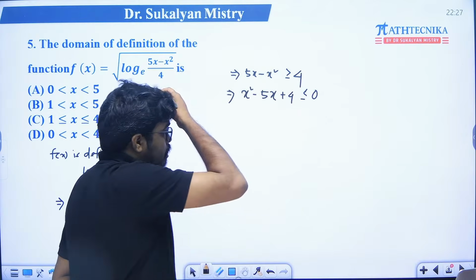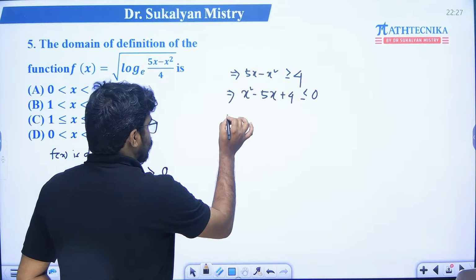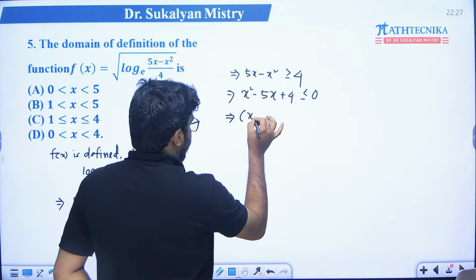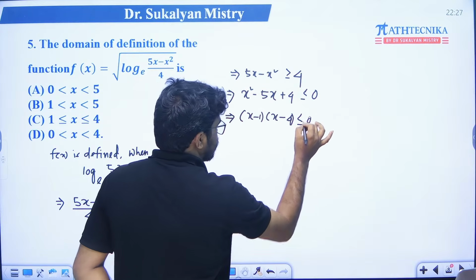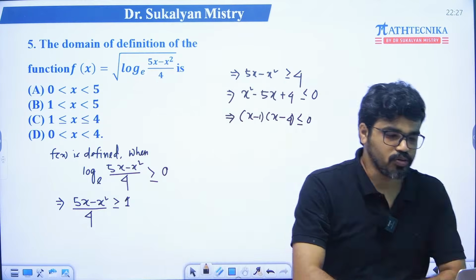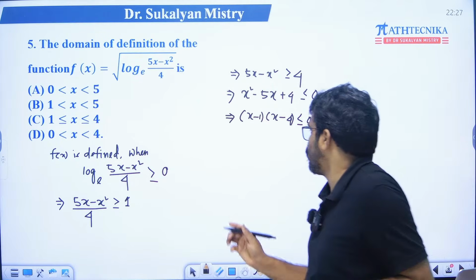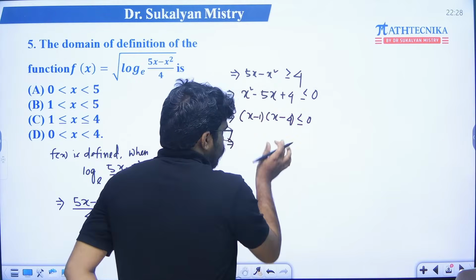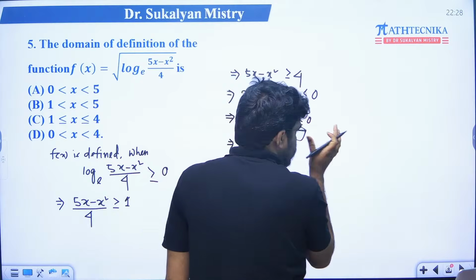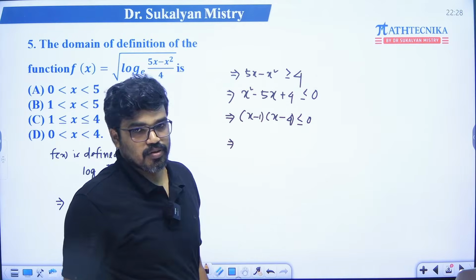When we multiply with a minus sign, the inequality sign changes, right? If we factorize this, we get x minus 1 into x minus 4. The product of these two factors is less than or equal to 0. So what is the range? Look, the product is negative. What does it mean? One of them will be positive and one will be negative, right? The product of two terms is less than or equal to 0.